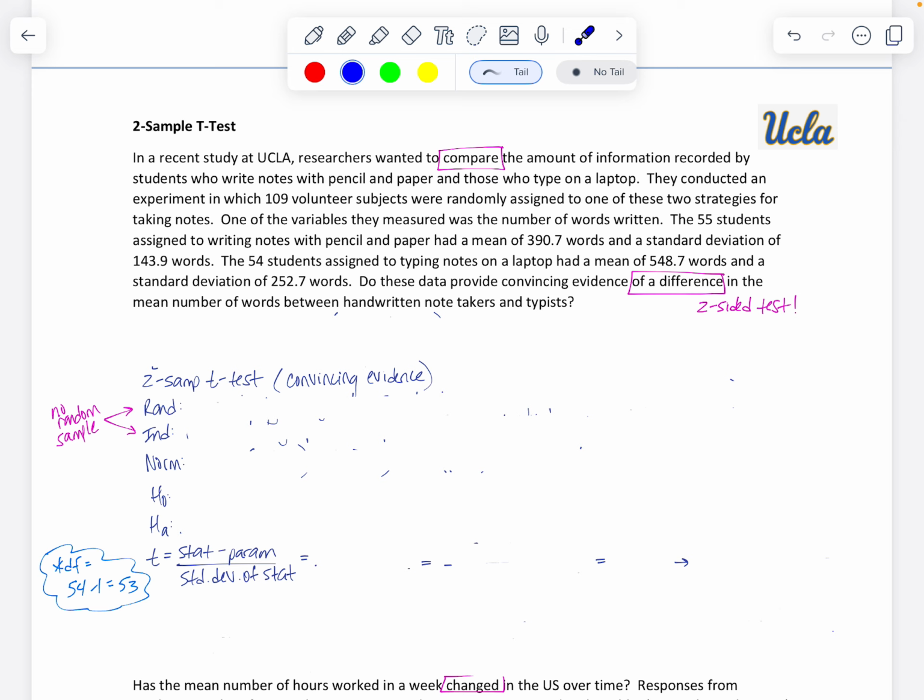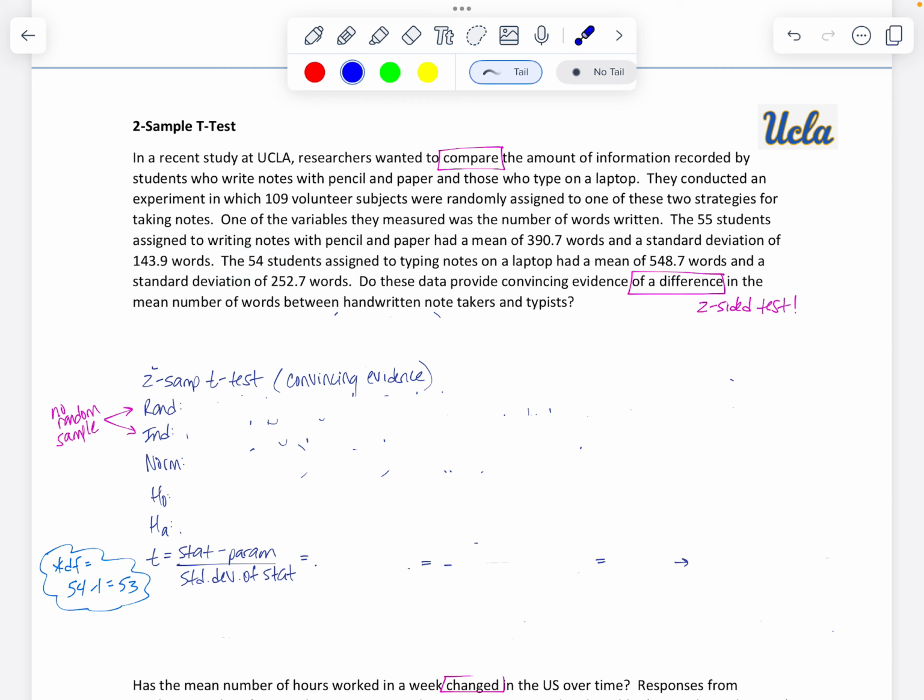And one of the variables they measured, it says, was the number of words written. And we have 55 students that were assigned to writing notes, paper and pencil. And we have their mean number of words and their standard deviation number of words. So that is fantastic for them. And then we have the other 54 students were assigned to laptop. And we have a mean and a standard deviation for them.